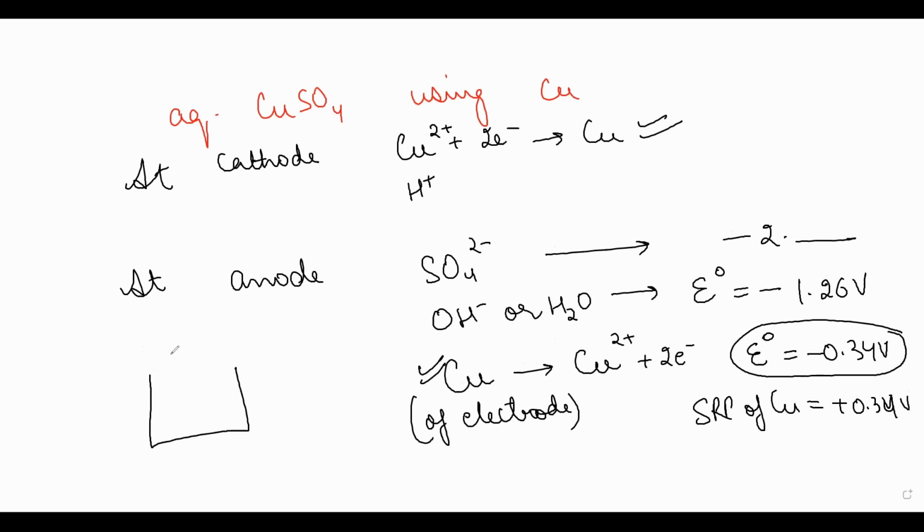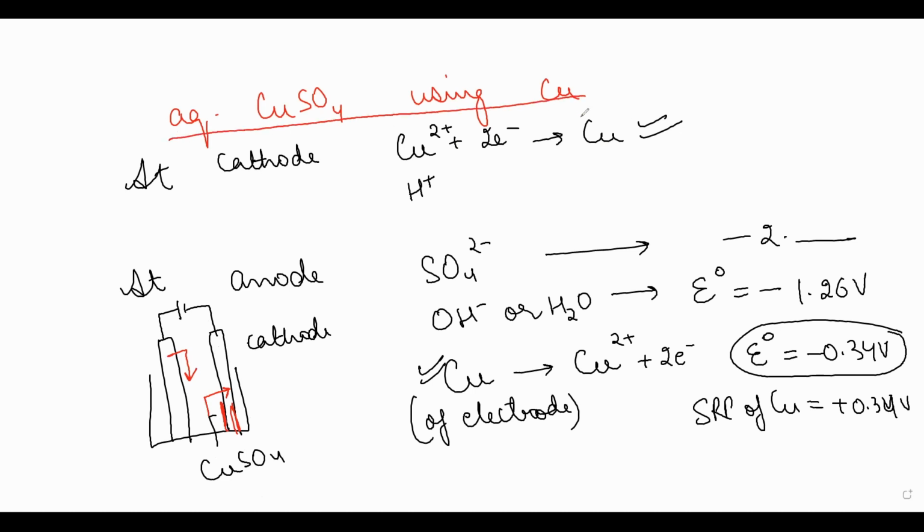So how does this process really happen? We have copper electrodes. Both these are copper. We have anode and cathode. This is copper sulfate. So at cathode, copper ion from here goes here and gets deposited. And at anode, copper of the electrode goes into solution as copper ion. So aqueous copper sulfate using copper electrodes, we get copper at cathode and copper at anode.